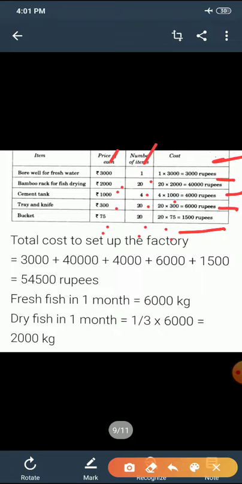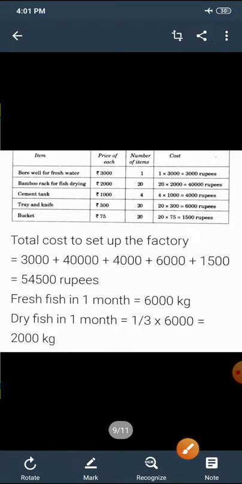Now you have to find the total cost also. So for finding the total cost, we will add all the amounts given. So total cost is 54,500. Okay. Now fresh fish in 1 month is 6,000. This we have to do here.